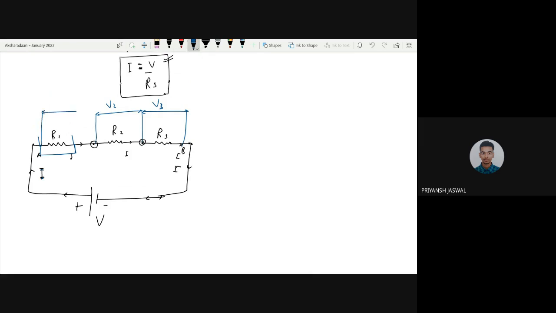From A to the next point, this material will not have any resistance because it's an ideal wire. Across R1 is V1. So Ohm's law will apply to each resistor also. That is V1 equals I R1. Current is the same through all resistances. V2 equals I R2 and V3 equals I R3.